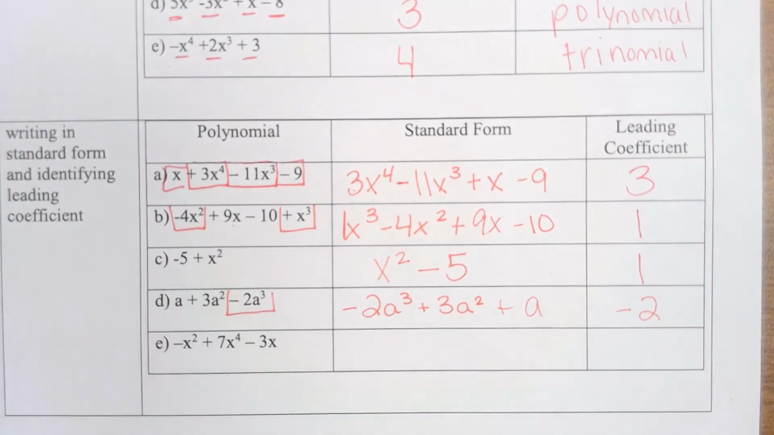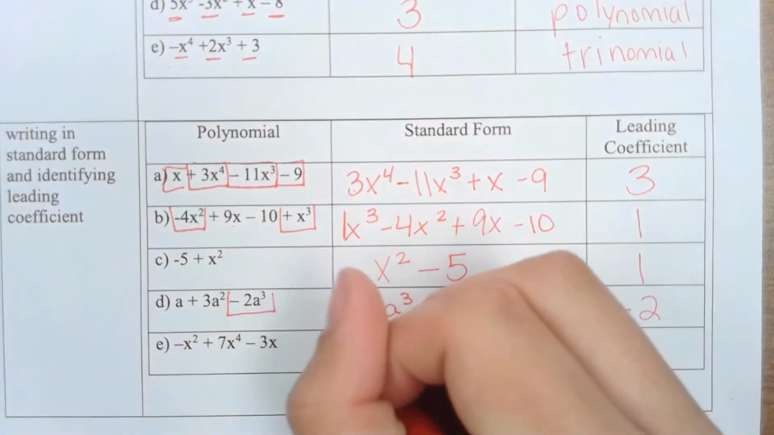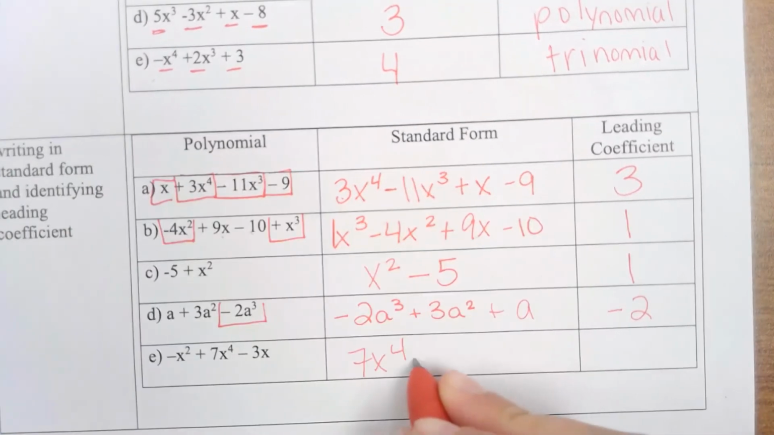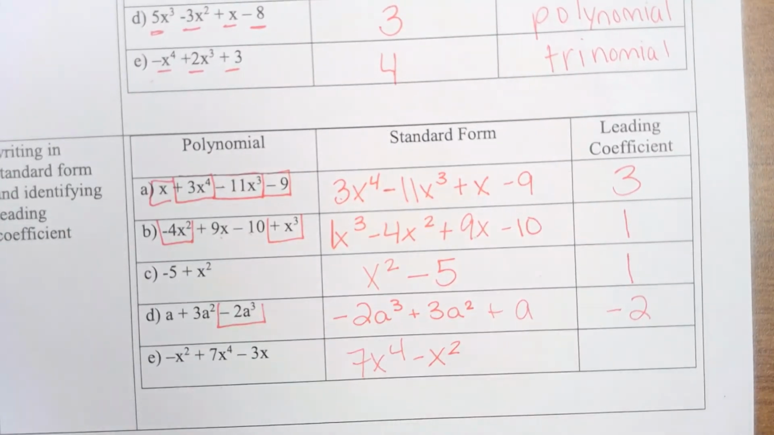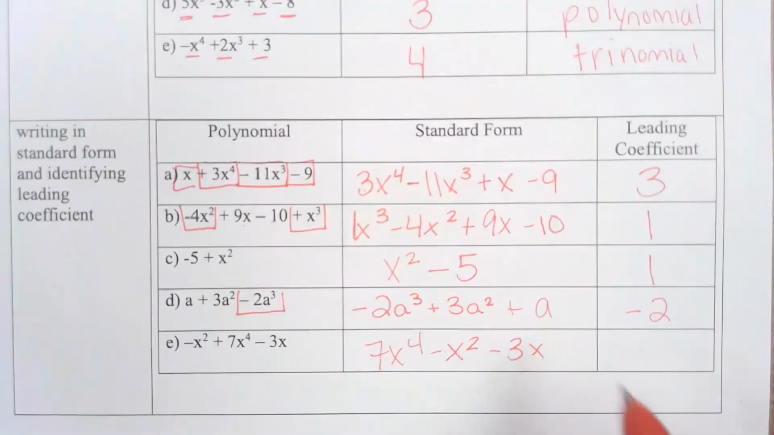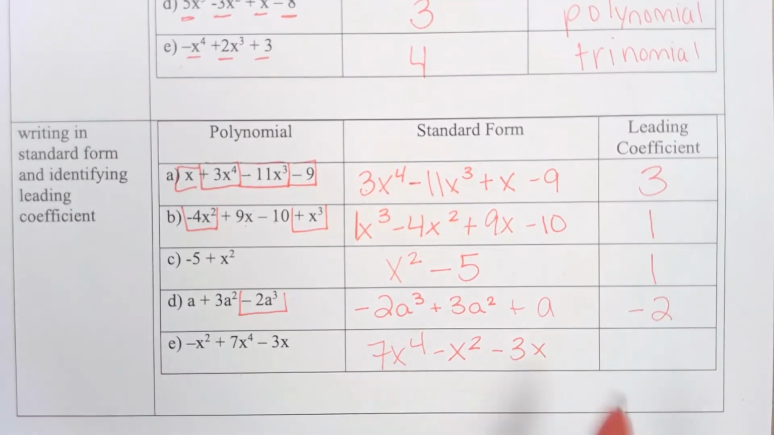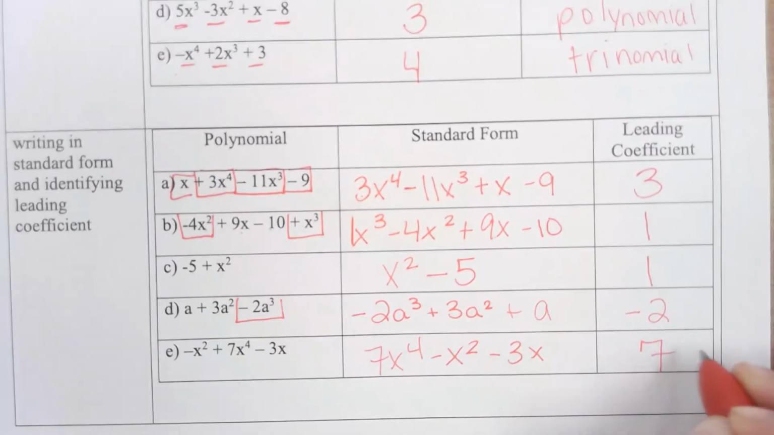Alright guys, and then the last one, my highest exponent with the variable was this 7x to the fourth, so that's what you guys should have started with. Then your next highest term is this x squared, and it's a negative x squared. And then your last one would be that negative 3x, so minus 3x. Okay, and then your leading coefficient this time, you have your 7 attached with the x, so that means that 7 is going to be your leading coefficient.